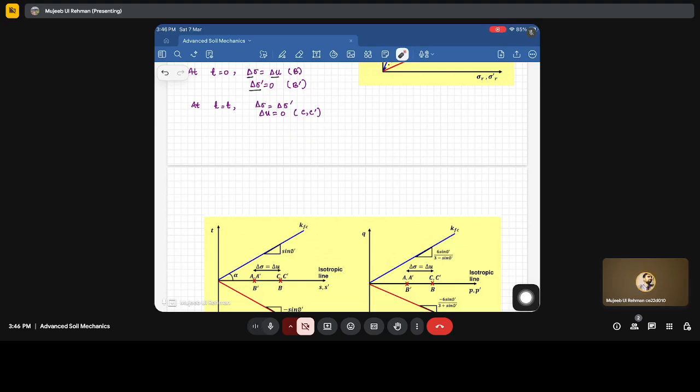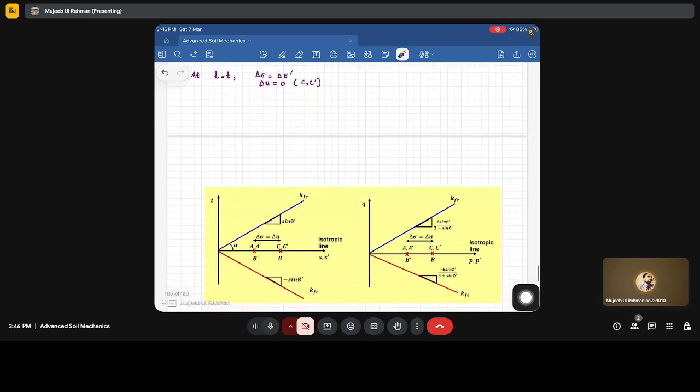At some time, once there is a dissipation of this pore water pressure, then delta sigma will be equivalent to delta sigma dash. So this delta sigma dash goes from A to B, and this state B will correspond to the C dash also, which means that after the consolidation is done, there is no pore water pressure, so this state represents the final state of the soil after the consolidation.